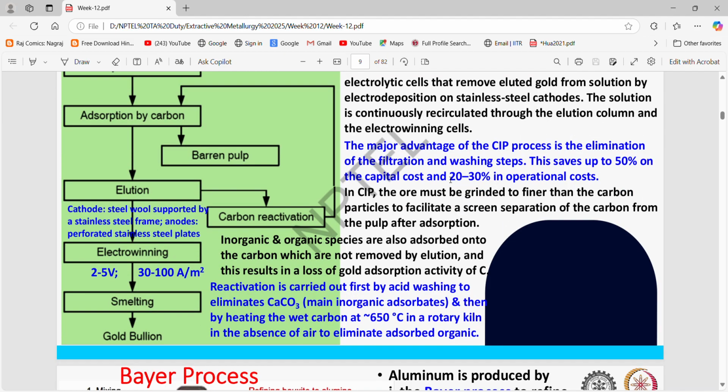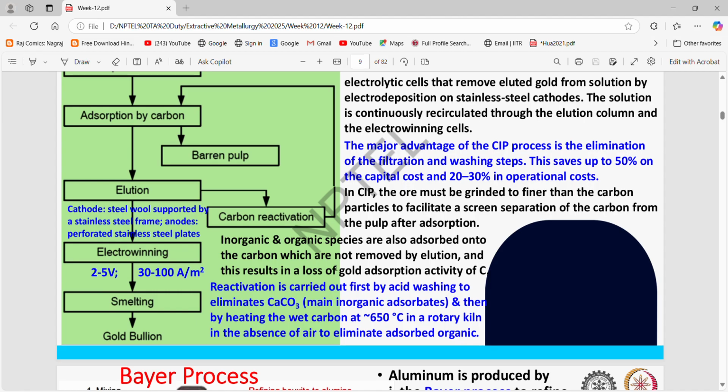The major advantage of the CIP process is the elimination of the filtration and washing steps. So we don't need any filtration or washing step. This saves up to 50% on the capital cost and 20 to 30% in the operational cost which we were incurring when we were going with the zinc precipitation process. In CIP, the ore must be ground finer than the carbon particles to facilitate a screen separation of the carbon from the pulp after absorption.